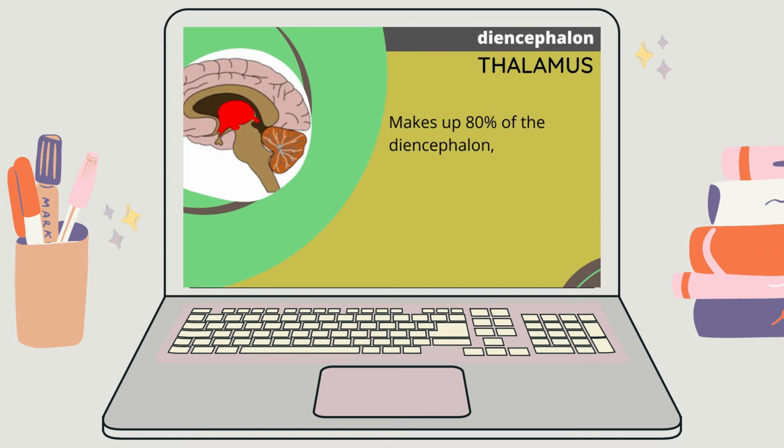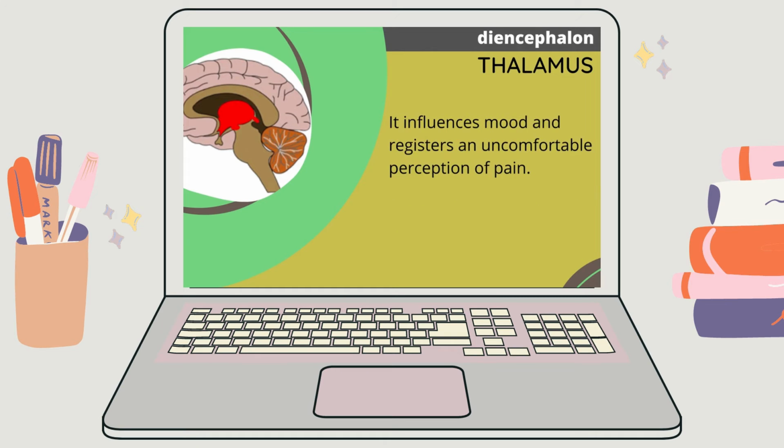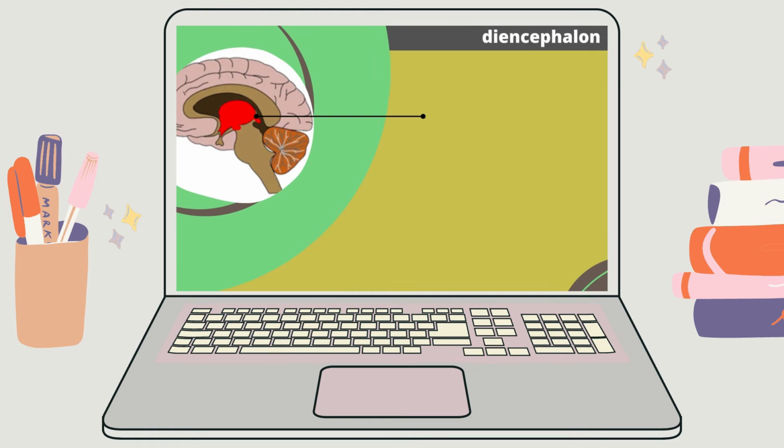Thalamus makes up 80% of the diencephalon, consisting of paired oval masses of gray matter organized into nuclei with interspersed tracts of white matter. It influences mood and registers an uncomfortable perception of pain. The interthalamic adhesion connects the two large lateral parts of the thalamus.